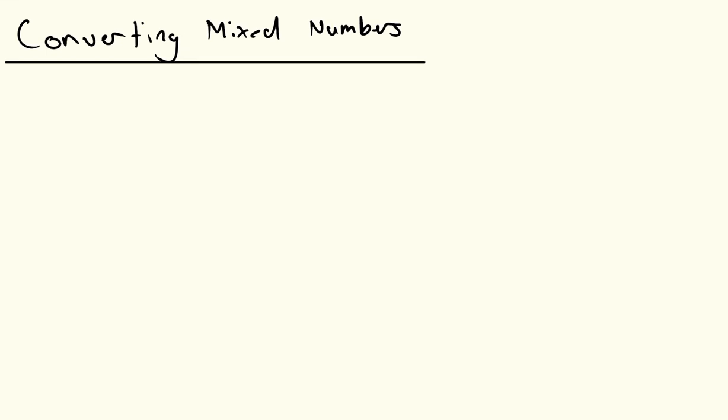Hey everyone, in today's video tutorial we're going to go over how to convert mixed numbers to improper fractions. Now for the first example, let's say we have 1 and 1/5. How would we convert that to an improper fraction? Basically, the process is we have to multiply the whole number and the denominator and then add the numerator. So let me show you.